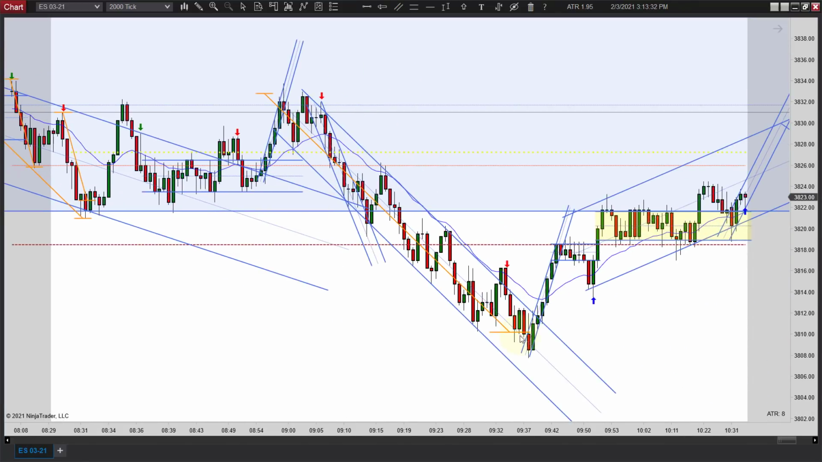You don't know that it's going to keep going, but you're just looking for it to come back down. And this turns out to be a pretty good trade, and you might get a runner off of that one. Unfortunately, you only get a first entry on this trade, so not a good setup there. Although you could look at that as a failed second entry long.